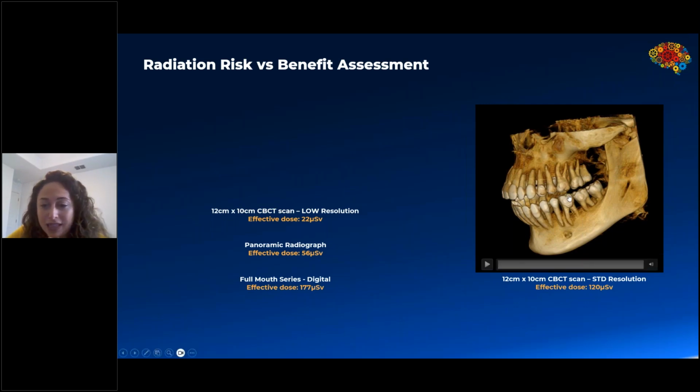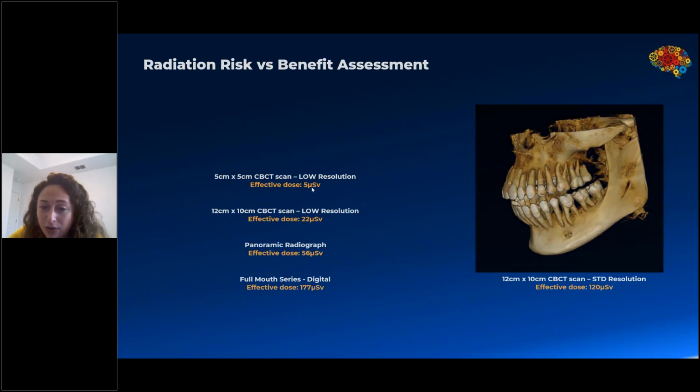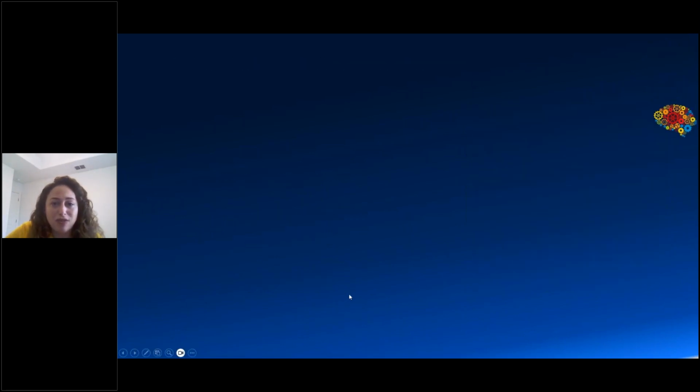So if we had taken this same exact scan as low dose, the effective dose would be 22 microsieverts. Another example, a 5 by 5 scan of the anterior maxilla, effective dose is 5 microsieverts. If I take the same exact scan and I place it in the posterior mandible, this makes it 10.4 microsieverts. So these numbers will vary, and if you want a copy of the effective dose, you can reach out.